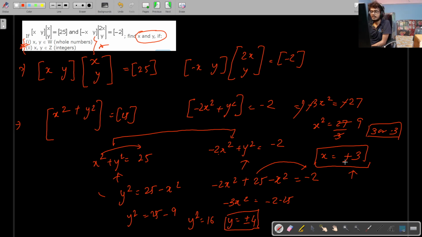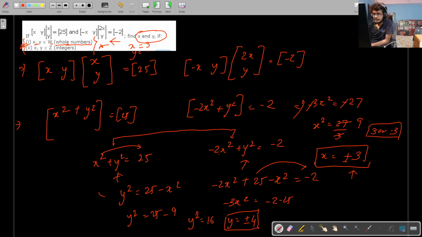Now since you got the value of x and y, you just need to look at the condition. So if x and y are whole numbers, whole numbers are counting numbers, positive numbers which do not have decimal points, right? And they are positive counting numbers including 0, like 0, 1, 2, 3, 4, 5, 6, 7, 8. So if they are whole numbers, what will be the value of x? Can anyone tell me? If x and y are whole numbers, what will be the value of x and y?